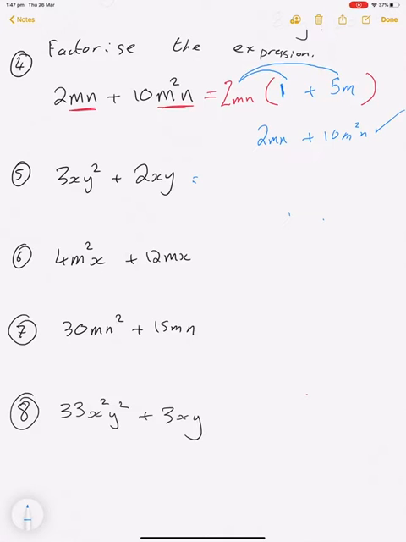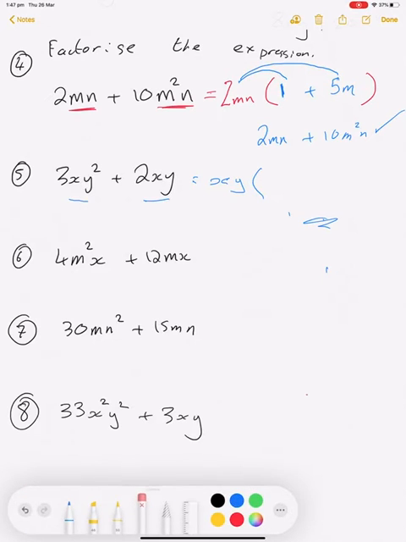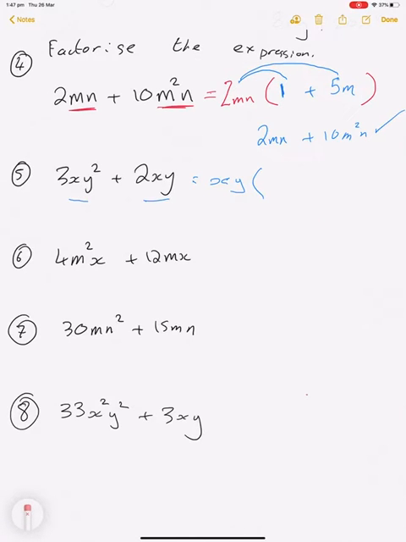So we have an xy common, so we take xy out. And we can divide each term by the highest common factor. Let's do that then. 3y, and then we get 2. And we can show that by doing 3x squared y squared divided by xy.